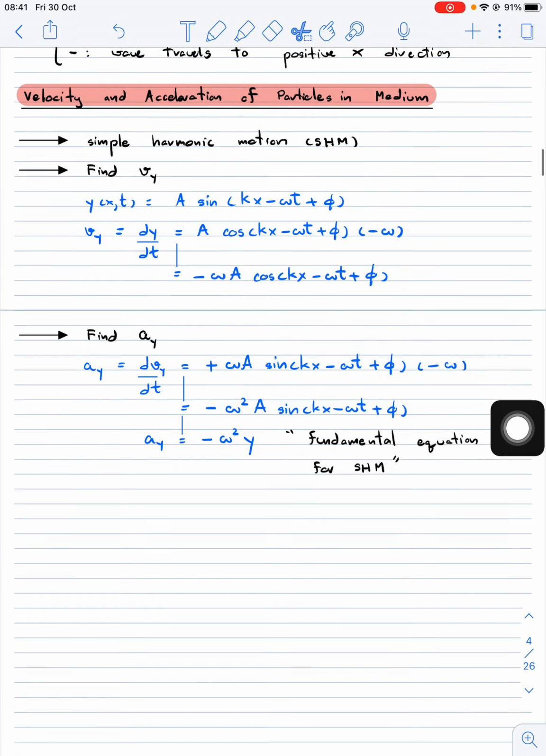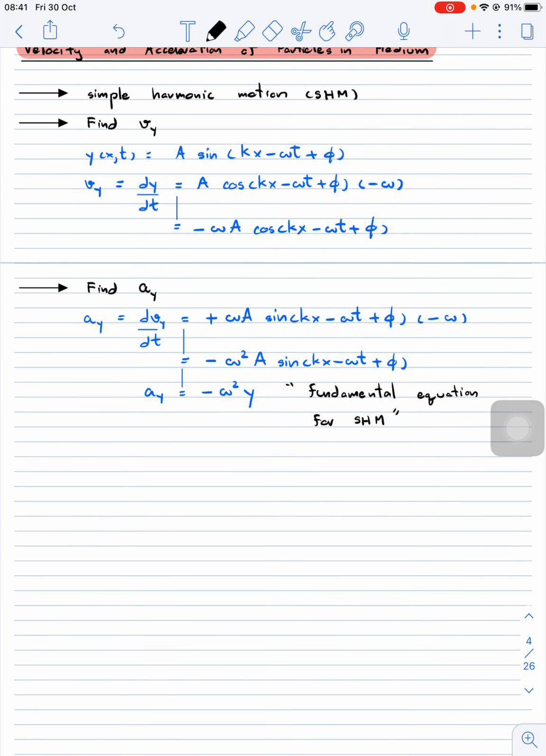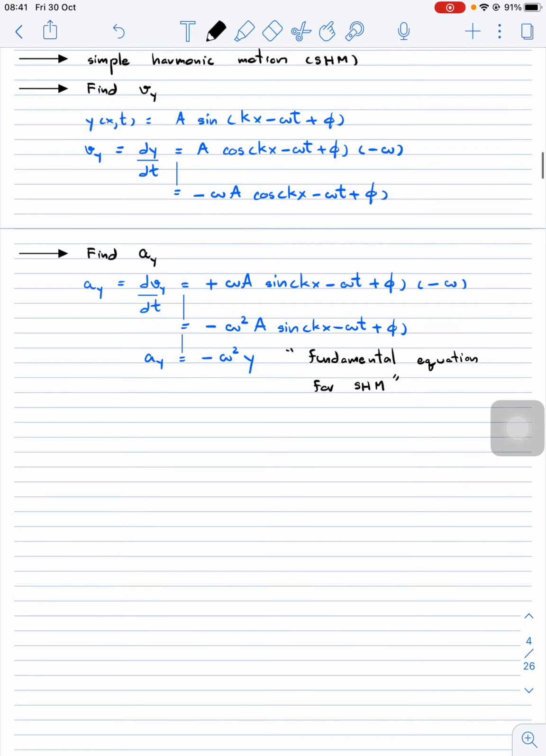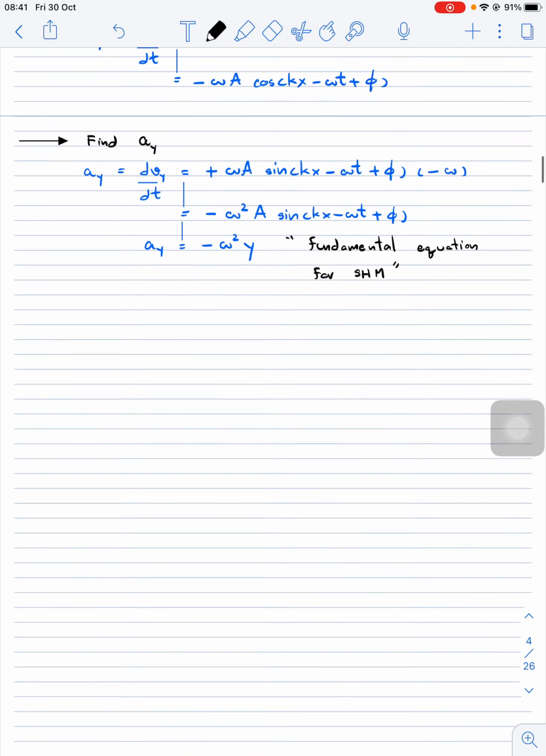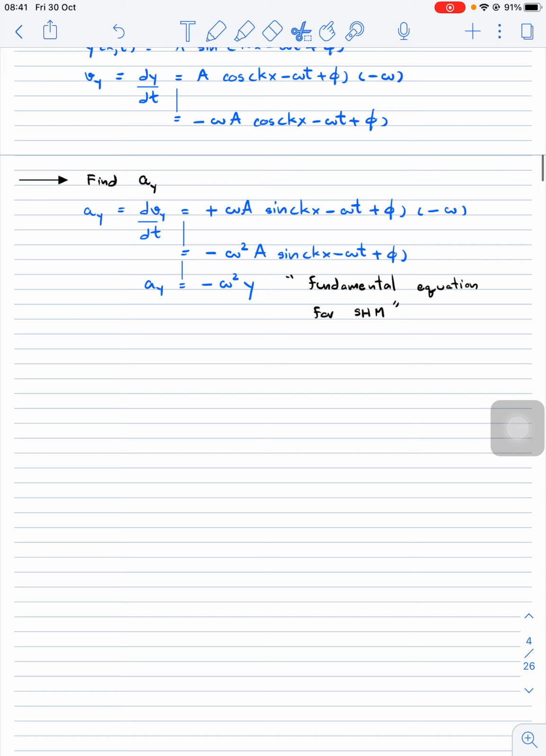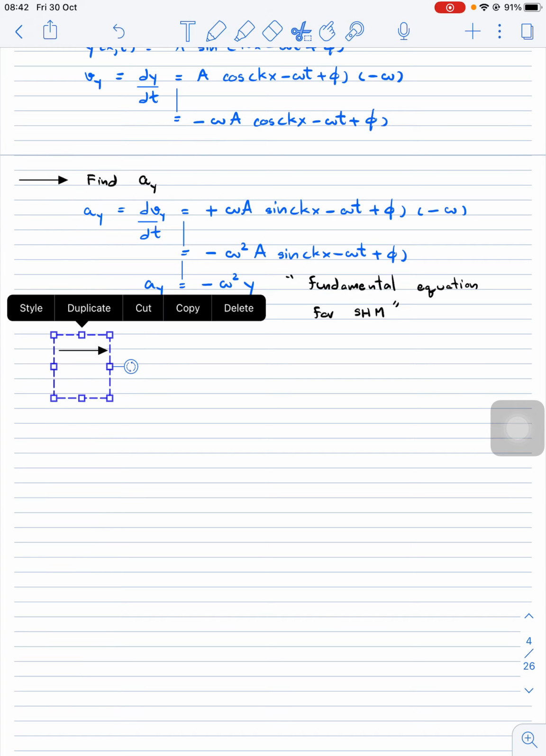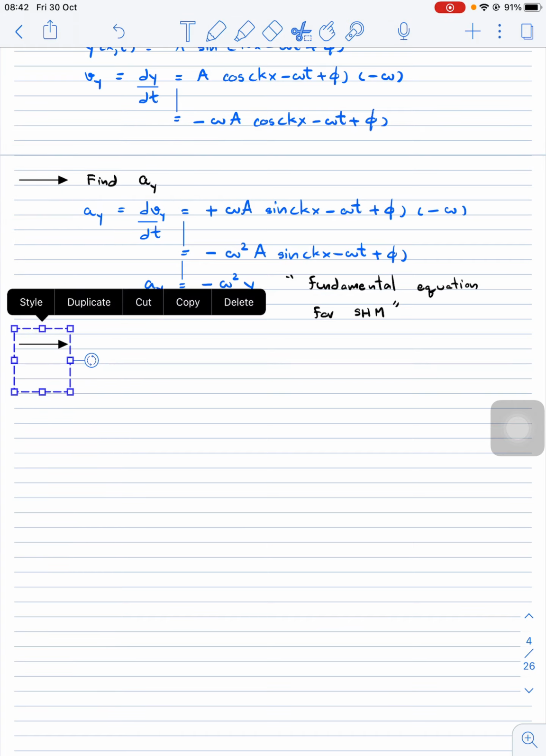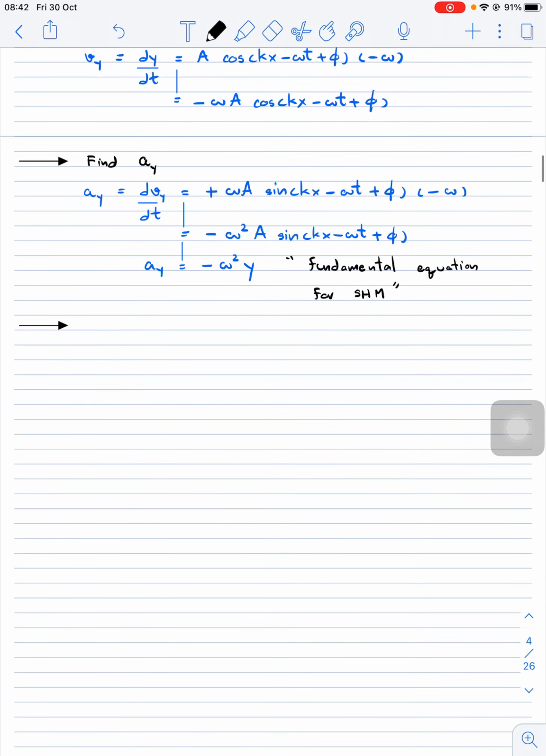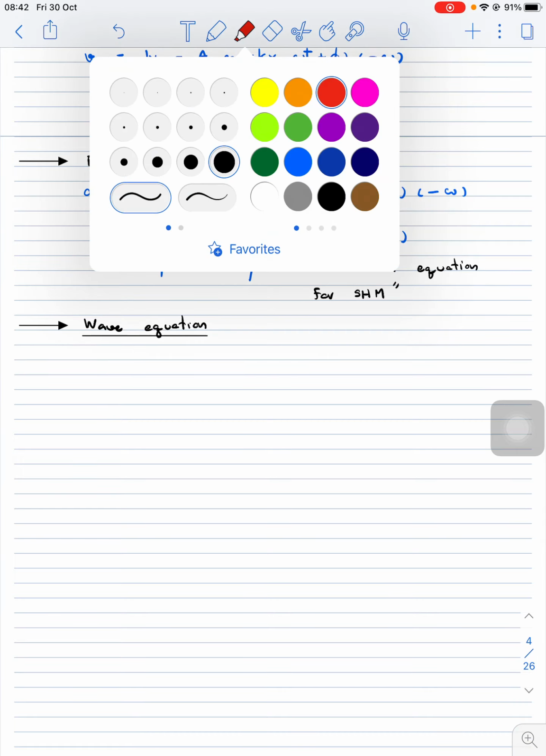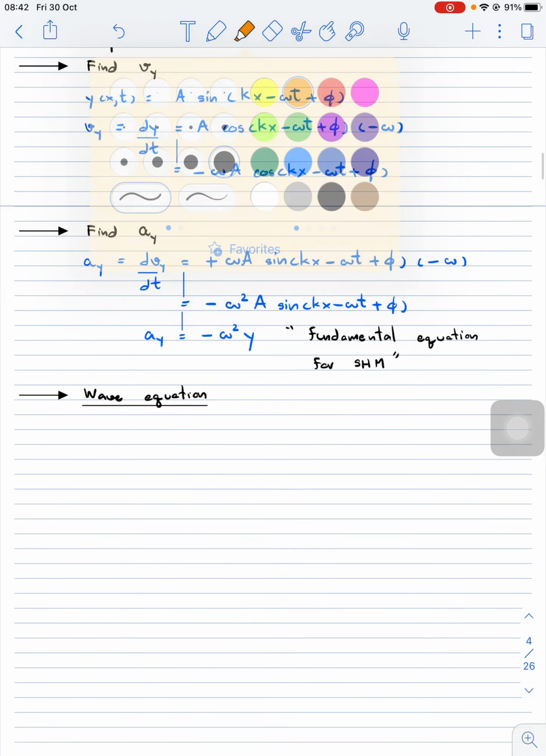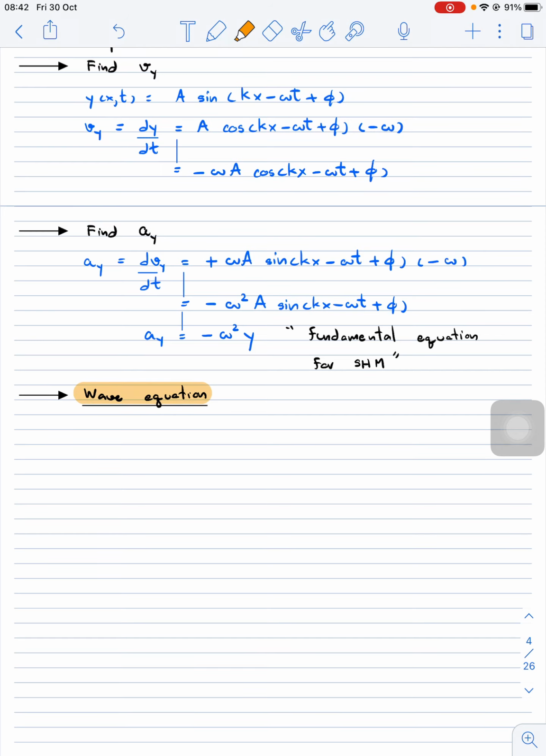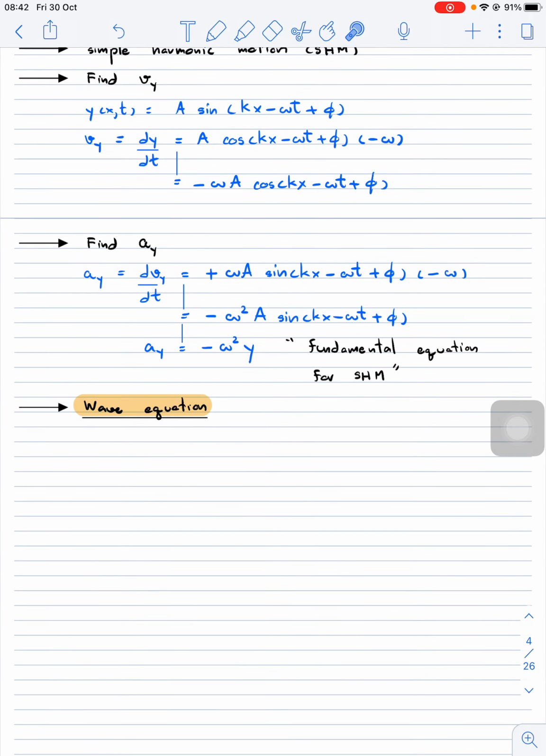Okay, something like this. But one thing that I just want to introduce to you is one equation. It's called the wave equation. So what does this mean? What is the wave equation? Let's consider this.